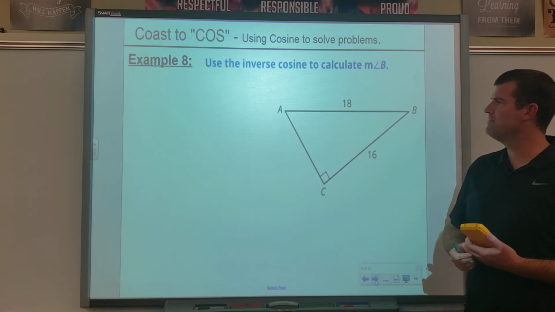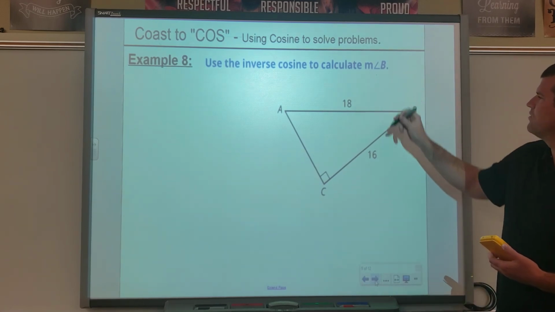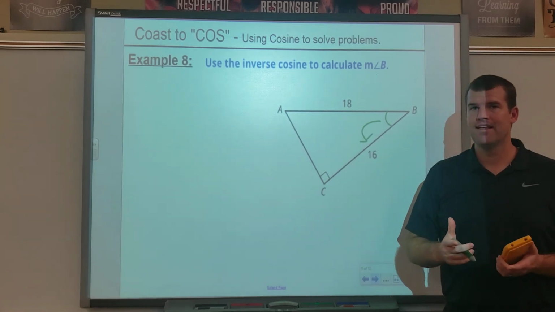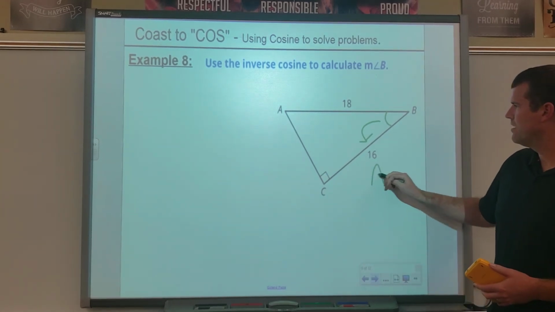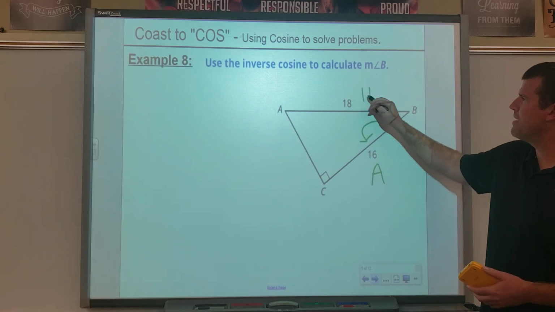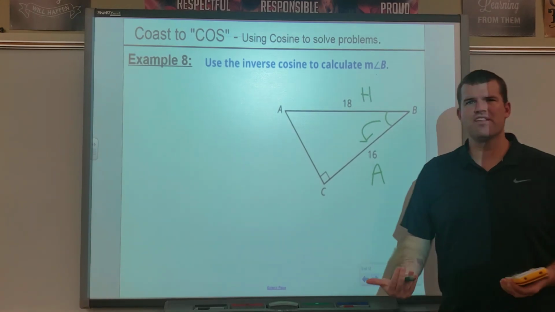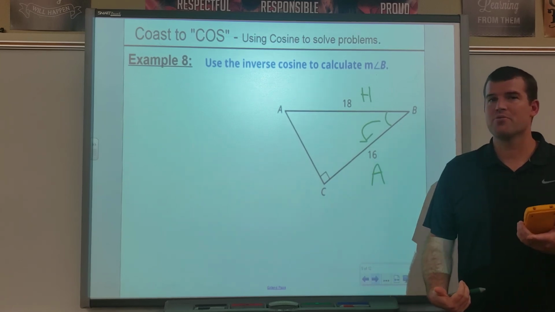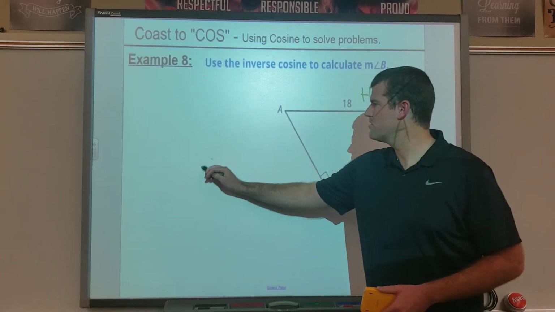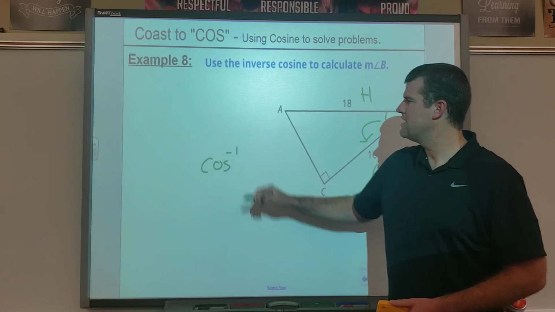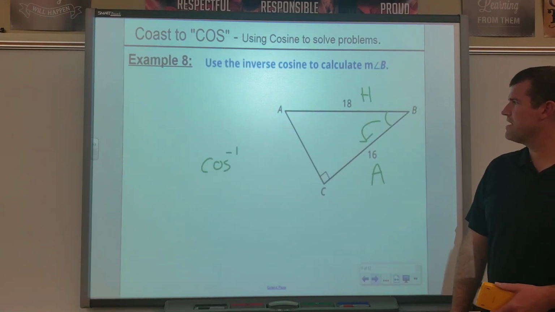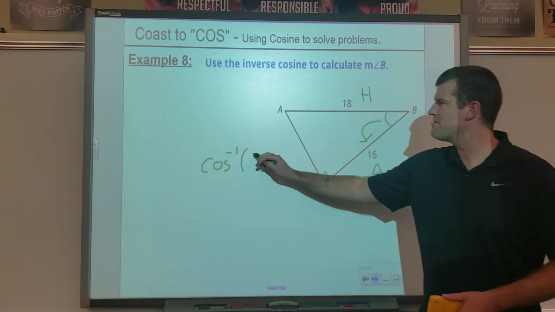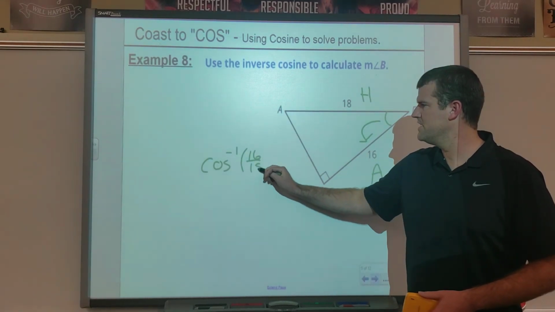Okay, one more inverse problem. We're finding angle B. 16 I know is the adjacent side, and I know that 18 is the hypotenuse. So what will this one look like? What are we going to plug in our calculator? That's right, we're using our inverse. So cosine -1, or inverse cosine, of adjacent over hypotenuse, 16 over 18.